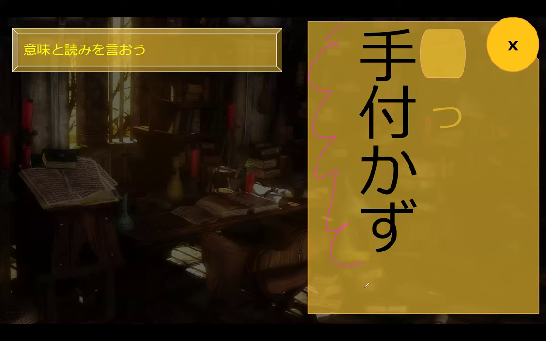My Anki is very much vocabulary based, with the expectation that I have to learn the readings for it. But yeah, tetsukazu means without touching, which is a way to say something has been untouched, like unused.